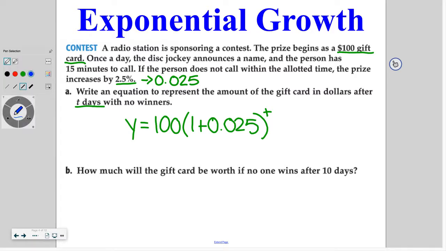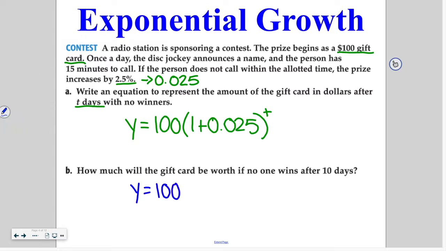Part B, however, asks, how much will the gift card be worth if no one wins after 10 days? So now is when you are actually going to plug in that value for t. Same equation as before, but now we are looking at 10 days.